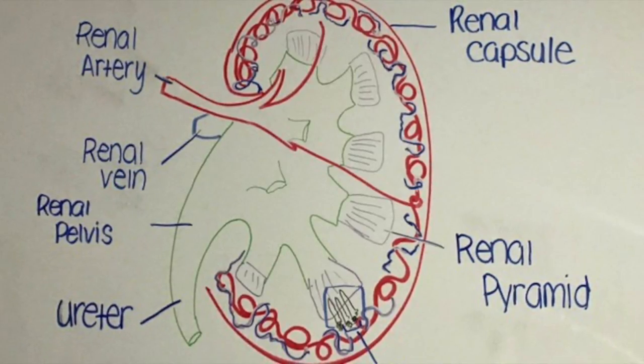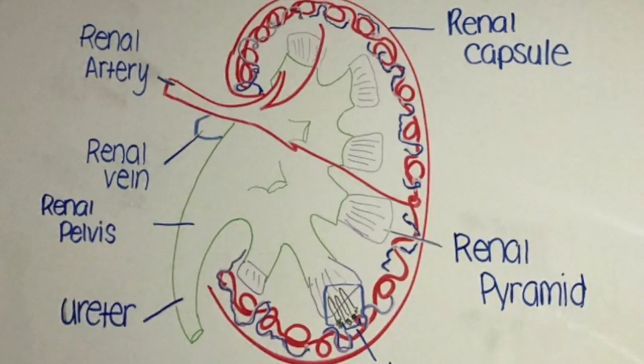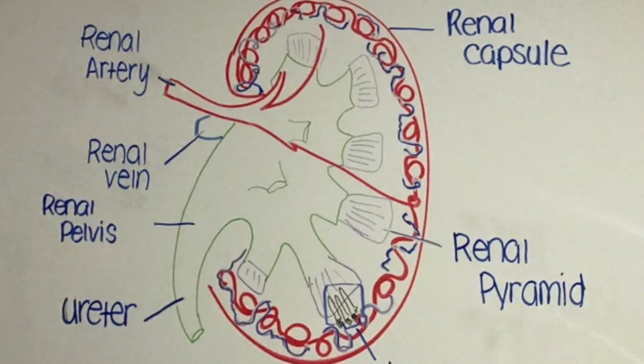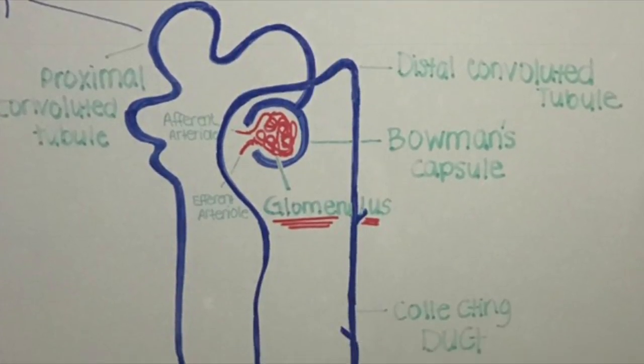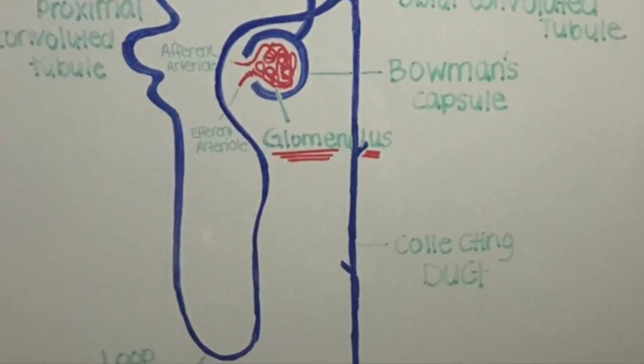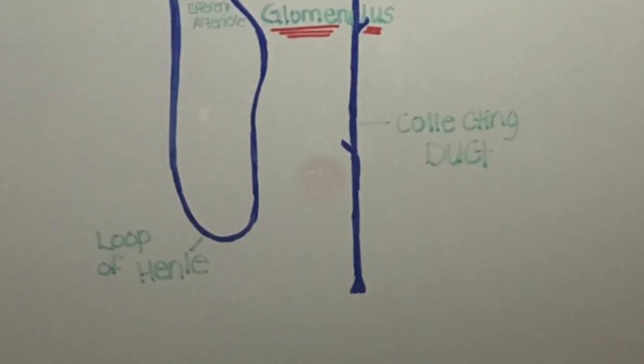The functional unit of the kidney is the nephron. There are approximately 1 million nephrons in each kidney. We have blown up a nephron right here. The nephron is responsible for filtration and collection. The first part of the nephron is called the glomerulus.